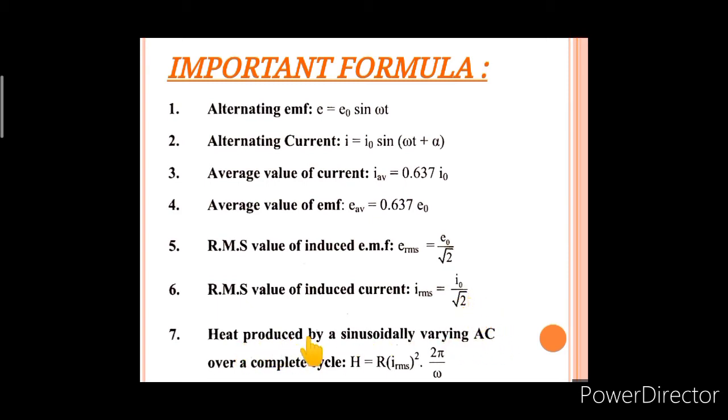Next, the heat produced by the sinusoidally varying AC over a complete cycle is given as H equal to R into the square of the RMS value of the current, multiplied with 2 pi by omega. So the formula is H equal to R into I_RMS square into 2 pi by omega. This is the value of the heat produced by a sinusoidally varying AC over a complete cycle.